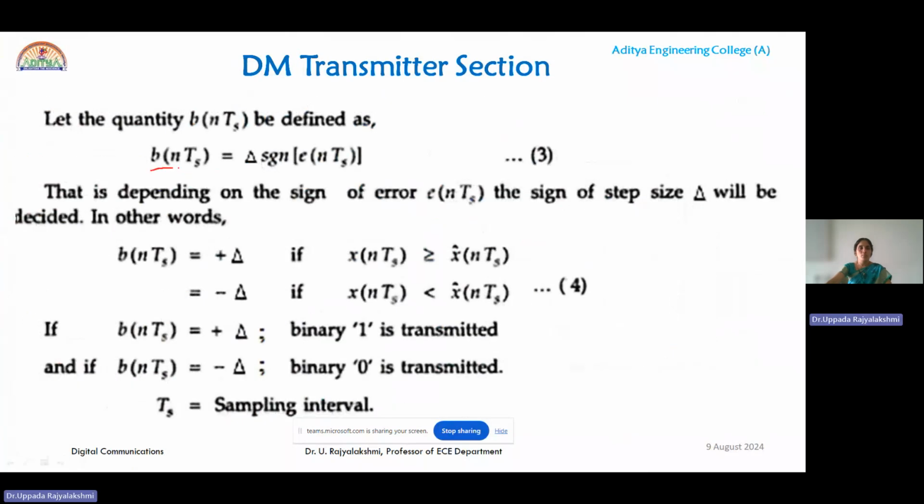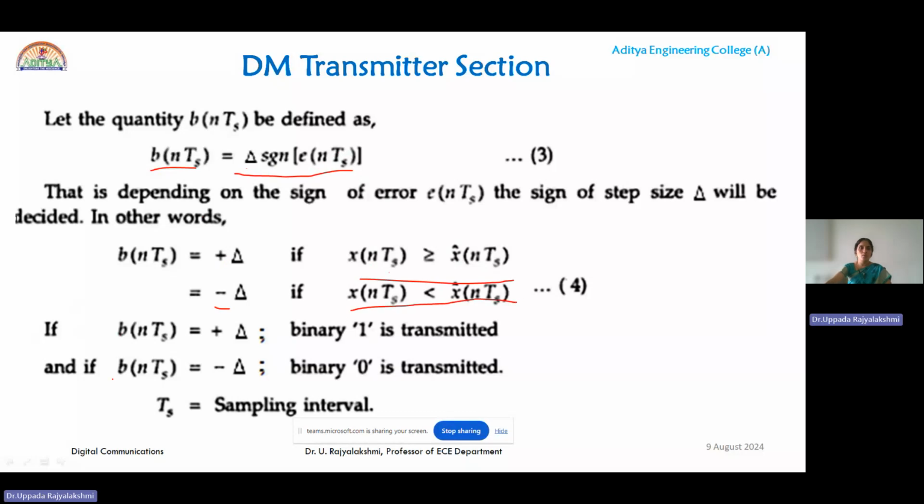So finally, what is b(nTs)? It is the output of the 1-bit quantizer. It can be mathematically expressed as delta times sign of e(nTs), where delta is a uniform step size in this linear delta modulation, and the sign of e(nTs) depends on the magnitudes of x and x cap. The sign is positive when x(nTs) is greater than or equal to x cap(nTs), and it is negative when x(nTs) is less than x cap.